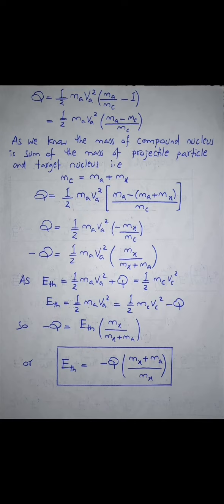And by the relation of the threshold energy, we put the kinetic energy of the projectile particle equal to the threshold energy, and as a result we get the final required relation of the threshold energy, which is Eth equals minus Q into (mx plus ma) divided by mx. So this was our lecture in which we have derived the relation and discussed threshold energy. Thank you very much, guys.